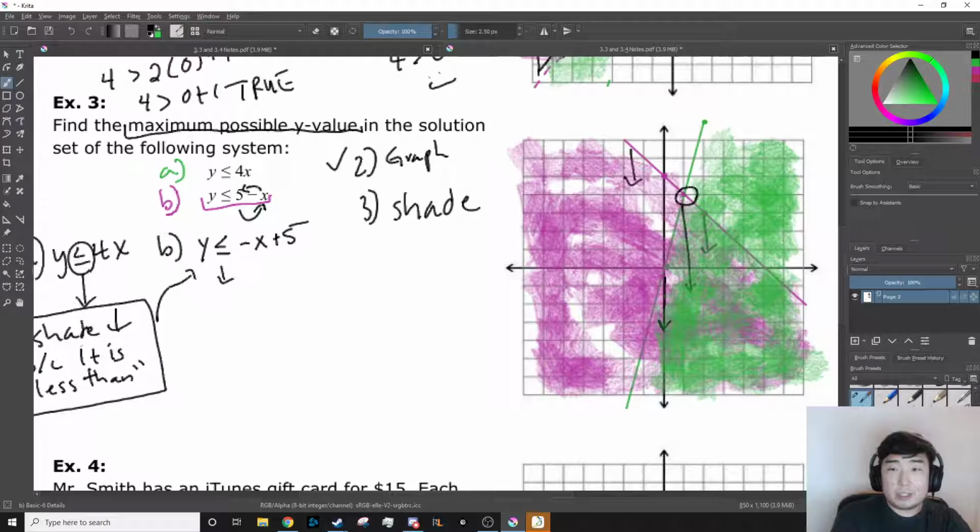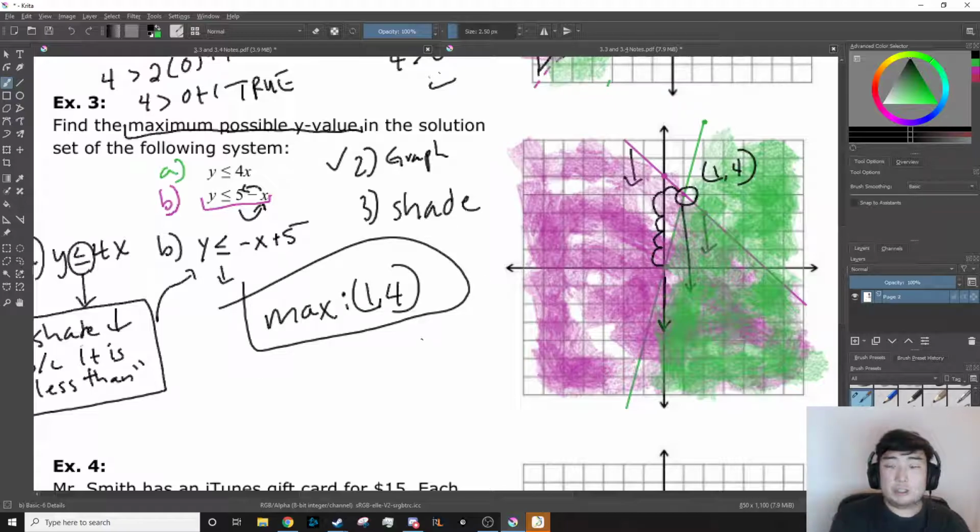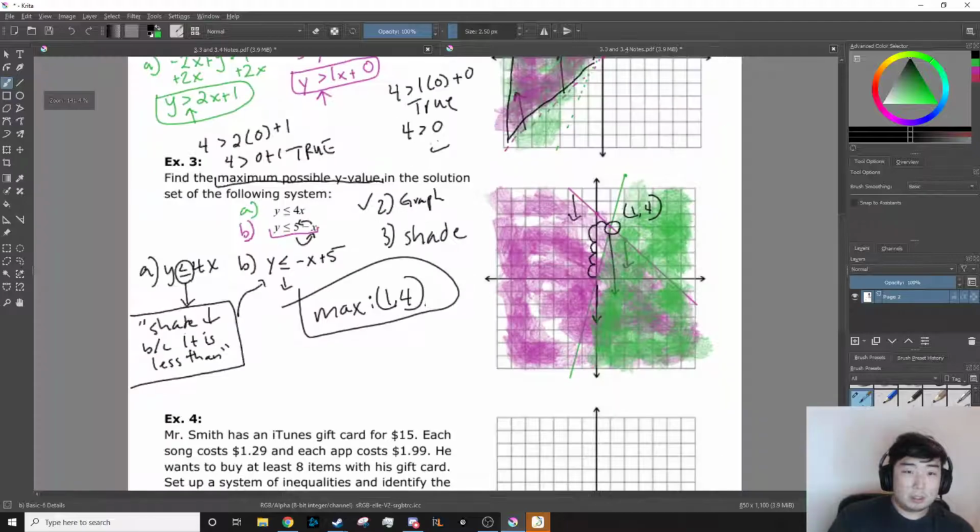What is the y value of this point? It's 1, 2, 3, 4. Well, 4 high, 1 to the left. So the coordinate is really 1, 4. So my max is, well, I will just write it as an ordered pair, just to make sure. Pretty simple.